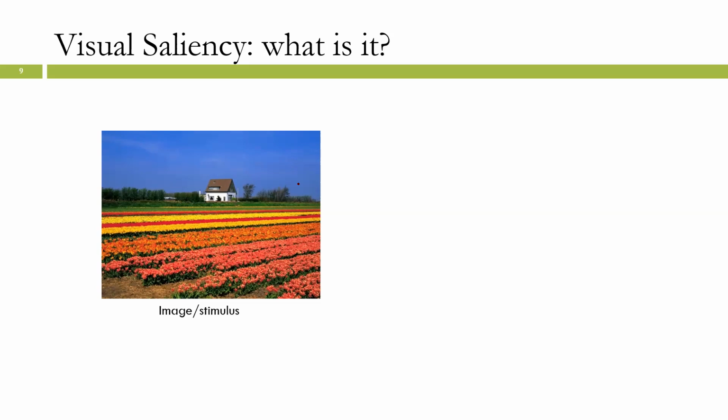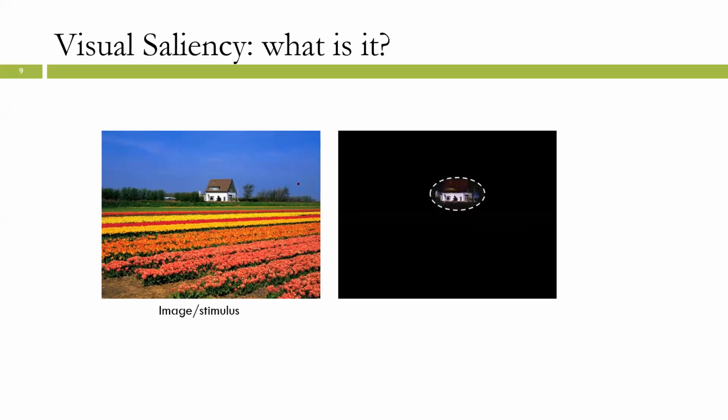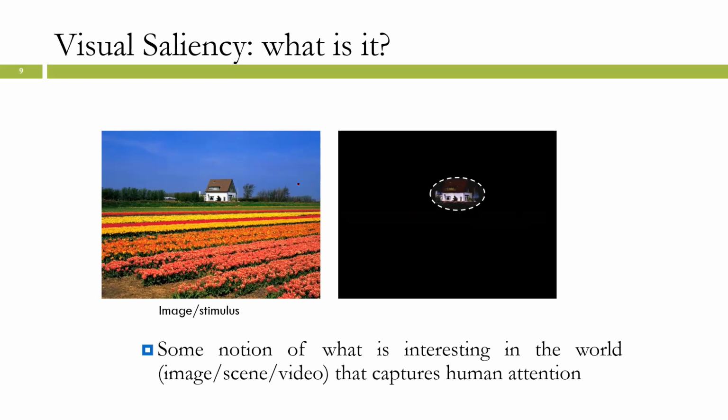Some people may look at the sky, I hope. Some people look at the trees. Some people look at the flowers. But I do agree that most people will look at the house, right? In this case, the house is the main object. The house is a salient object because it catches our human attention. And saliency is the notion of what is interesting in the world: the image, the scene, or the videos that capture our human attention.